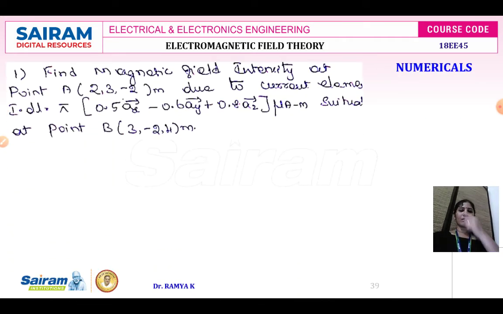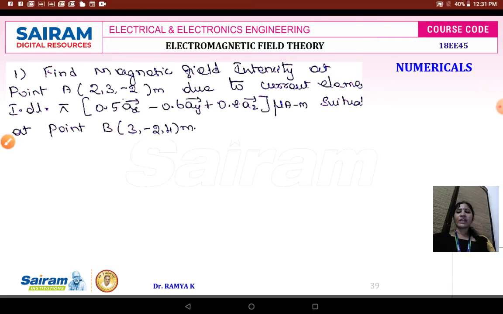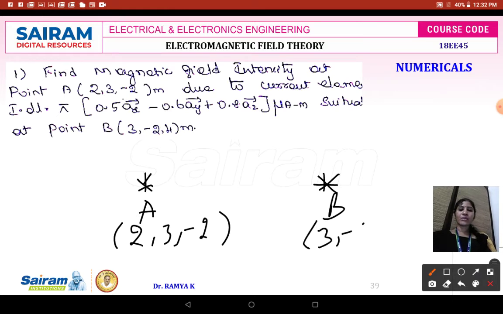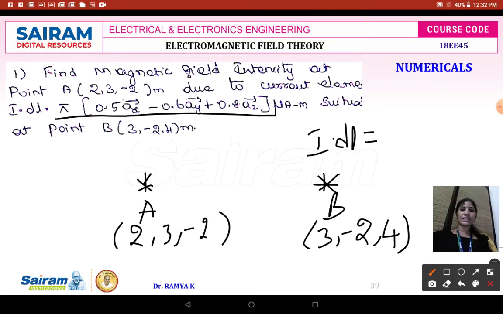Now we'll see one problem under Biot-Savart's law. Find the magnetic field intensity at point A (2, 3, -2) due to the current element I dl equal to pi (0.5 ax - 0.6 ay + 0.8 az) microamp per meter, situated at point B. So we have two points: point A is (2, 3, -2), and the current element is placed at point B, which is (3, -2, 4).